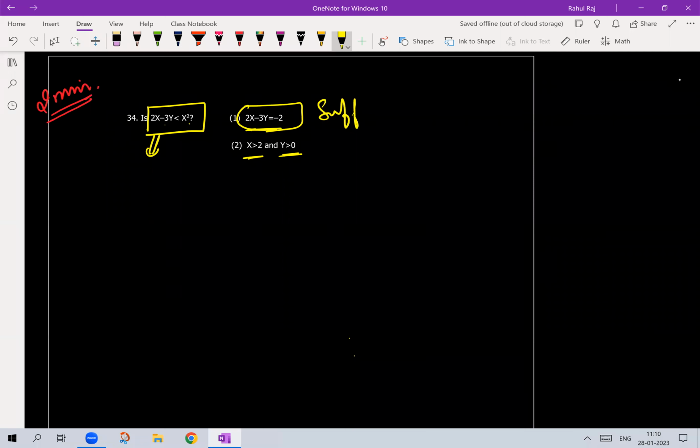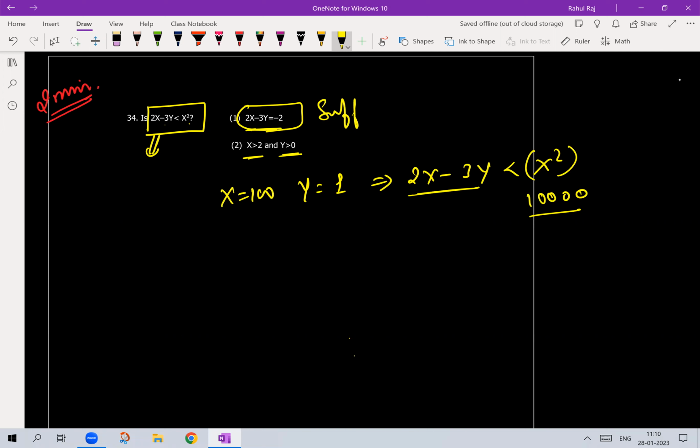But all I'm trying to say is that when you take numbers, you should understand how your question is behaving with the numbers. Imagine if I take x is equal to 100 and y is equal to 1. Can I say for sure for these numbers that 2x minus 3y is less than x square, because x square is a humongous number? It is 100 square. It is almost 10,000. If you put 2x minus 3y, it's surely less than 10,000.